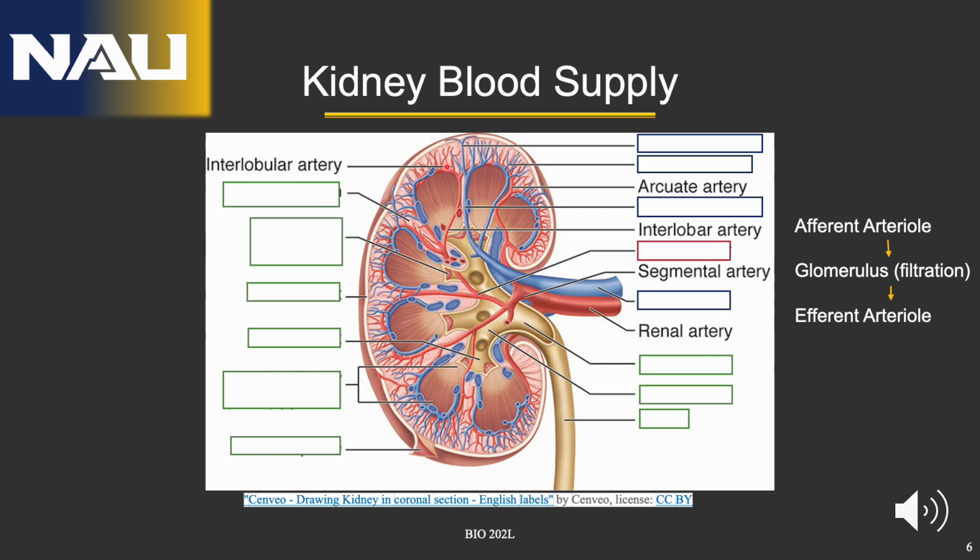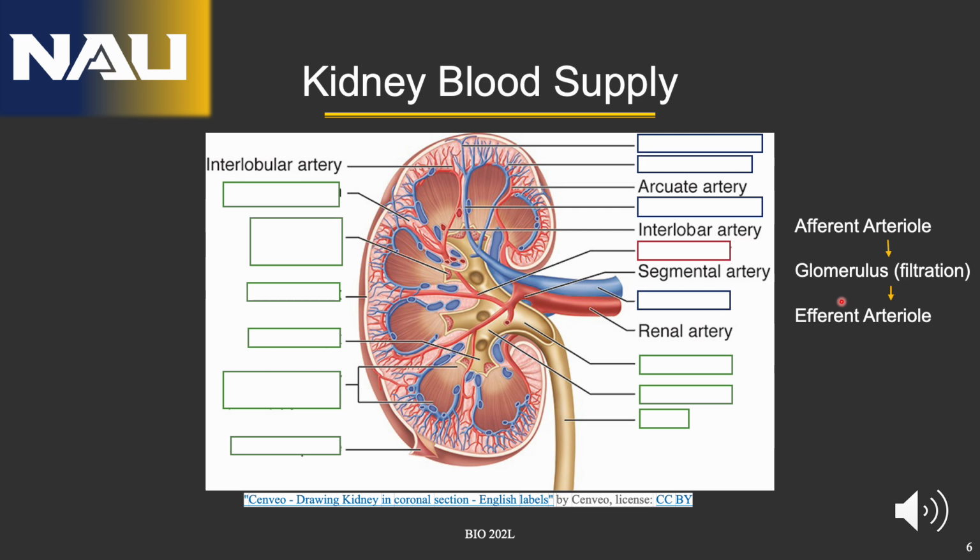The afferent arterioles branch off of the interlobular arteries. They're not here in this graph, but they'll be in the next slide, leading to the glomerulus, a tiny ball-shaped cluster of capillaries where blood filtration begins.